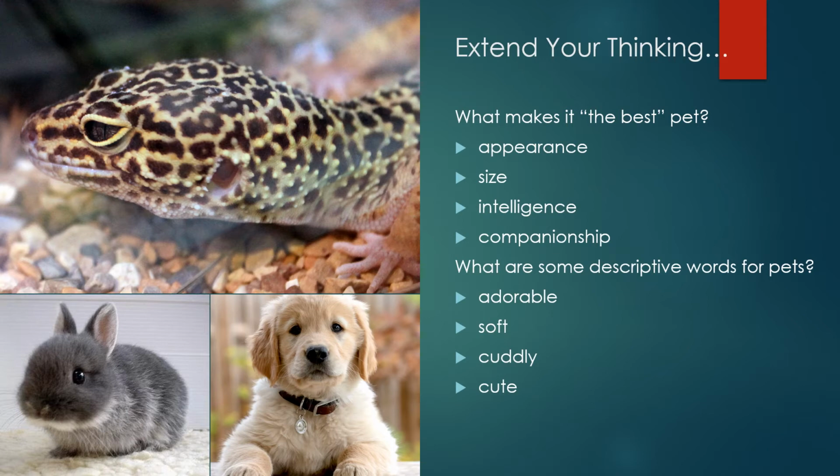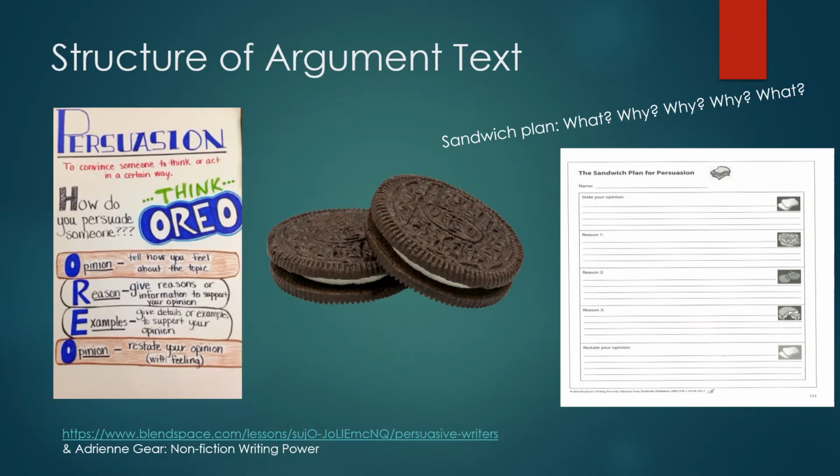Next, we can brainstorm some descriptive words with our students. What are some descriptive words that we can use to describe the gecko? Adorable, soft, cuddly, cute? Certainly, those don't all apply, but the gecko can still be a good pet. At this point, your students might be ready to look at the structure of an argument text. At elementary, we might use the Oreo metaphor, or a graphic organizer, such as the one shown on the slide.